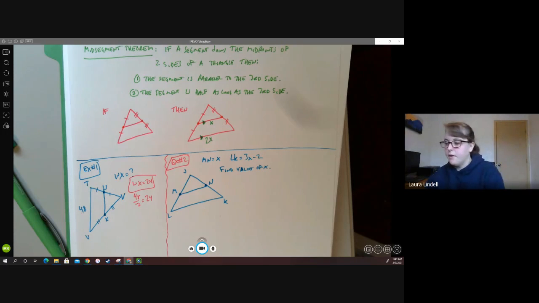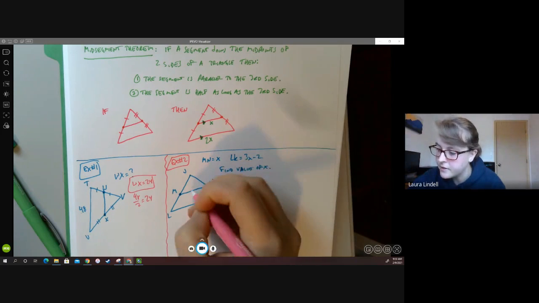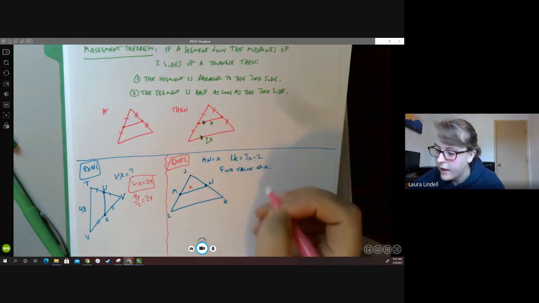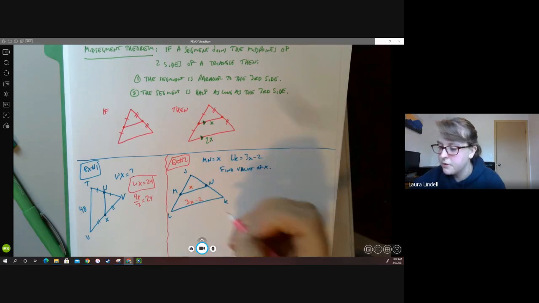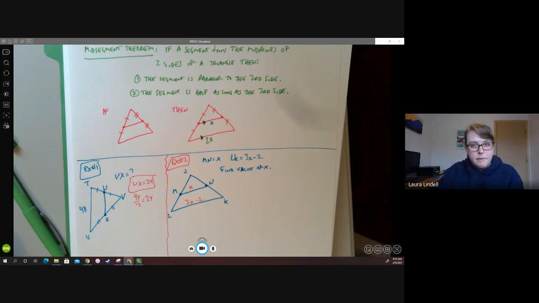So what we need to do here, first, what I would personally do is take the information that I'm given and label it in the picture. So MN is x, so I'm going to put an x there. LK is 3x minus 2. So that's what I'm putting down here. But I can't just set them equal.